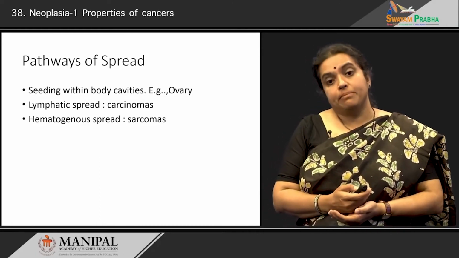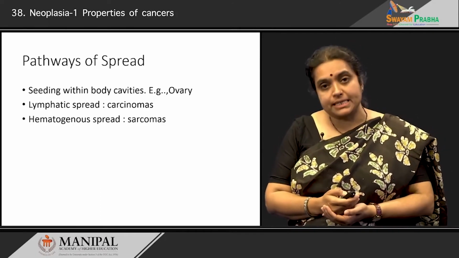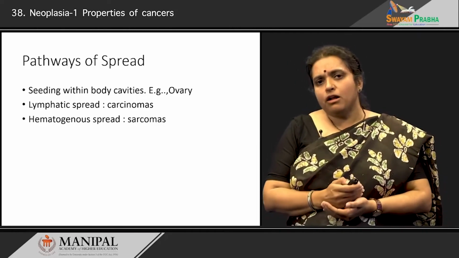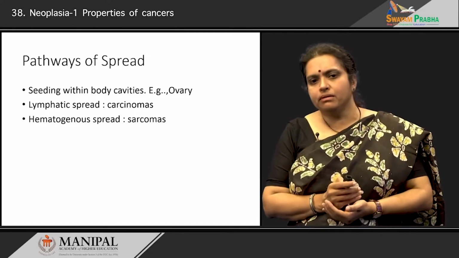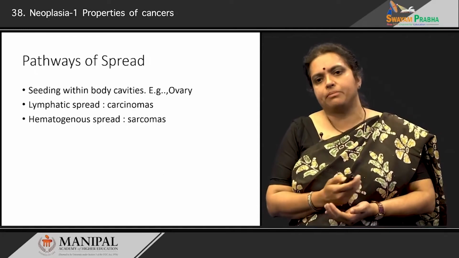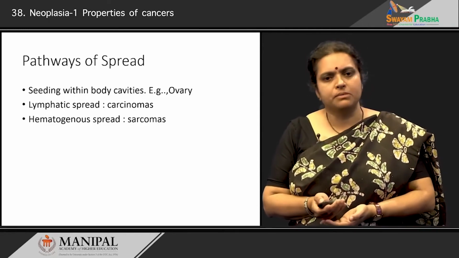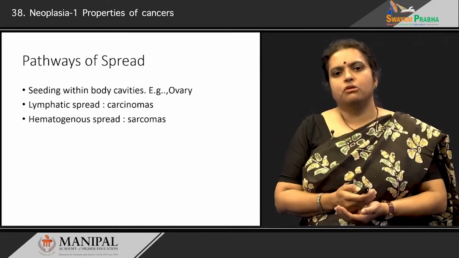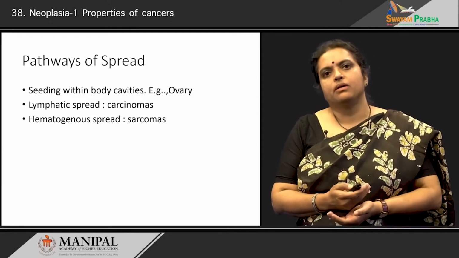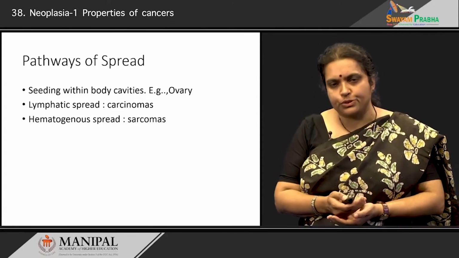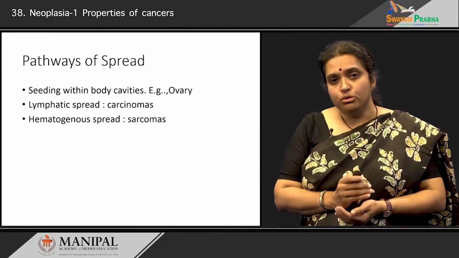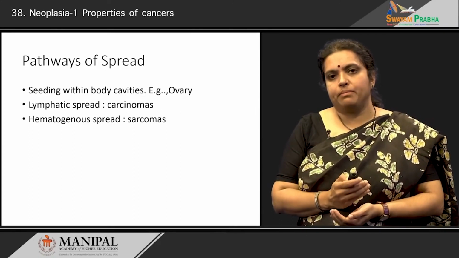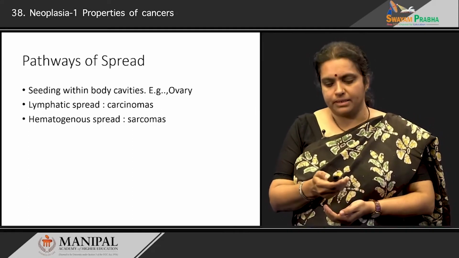And lastly, hematogenous spread or spread through the bloodstream. Now, usually sarcomas spread by bloodstream. Now, these are not all-or-none kinds of phenomena, because certain carcinomas can spread by a hematogenous route and some sarcomas can spread by lymphatic route, and since the two routes are connected, what starts off as a lymphatic spread can go on to become hematogenous also. So, these are not rules that are always followed. But usually carcinomas spread by the lymphatic route and sarcomas by the hematogenous route.